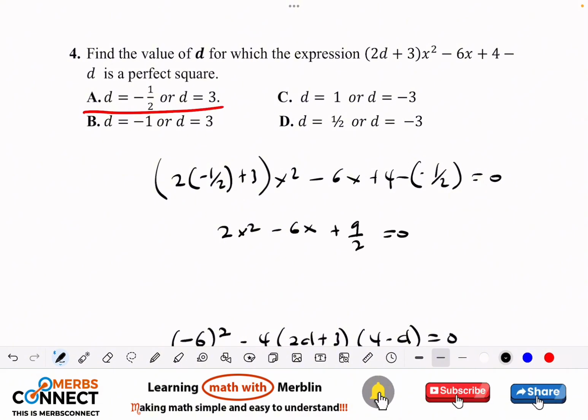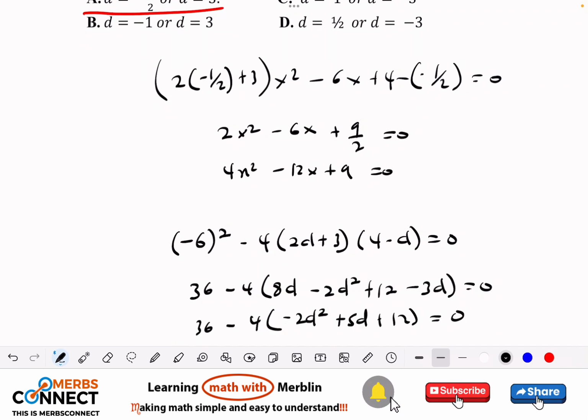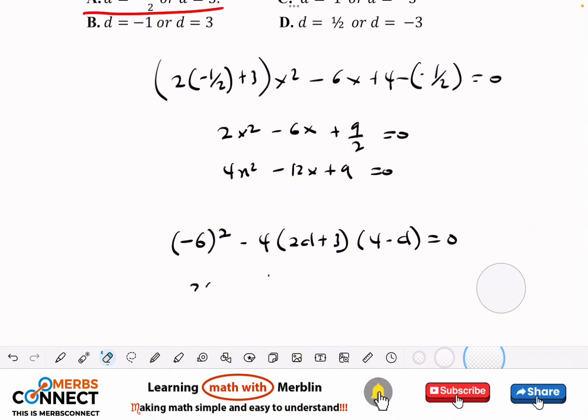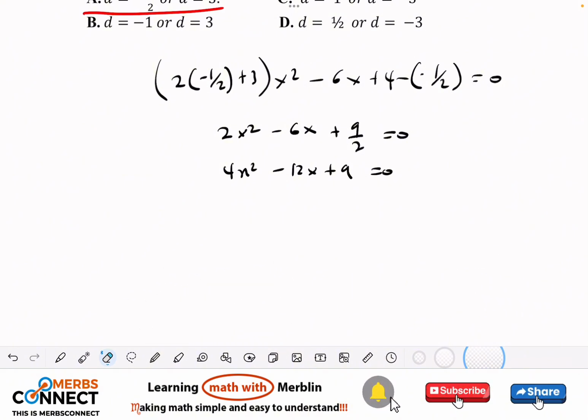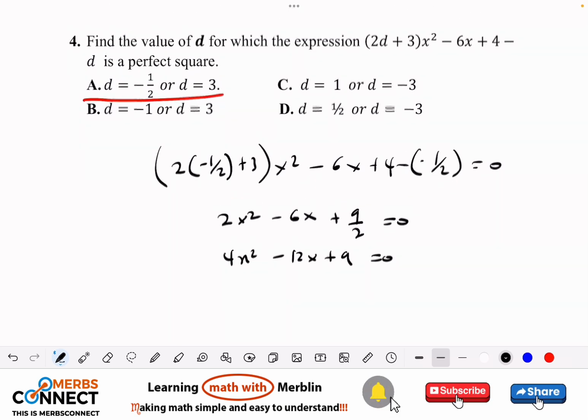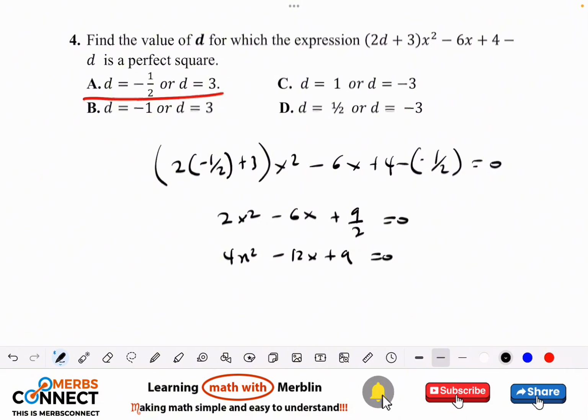I can multiply by 2. So I'm going to have 4x squared minus 12x plus 9 is equal to 0. So let's solve for this and see if we are going to get a perfect square, right? So let's look at what we can do here. Let's see if we are going to get a perfect square from here.